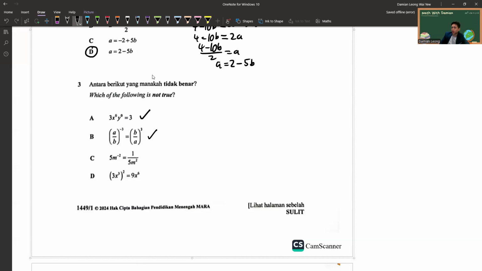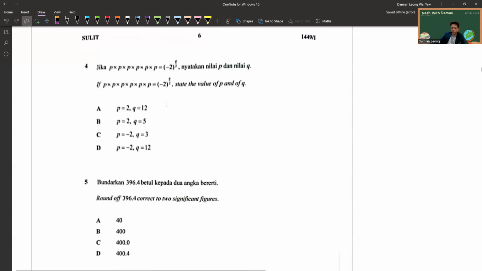This one, 5m to the power negative 2, 1 over 5m square, is wrong, because this power negative is only on the m. By right, it should be 5 over m square, not 1 over 5m square. The 5 is not affected by the power negative. As for D, it is correct as well, because 3 squared becomes 9, and x cubed squared, power on top of power, multiplied together, 3 times 2, 6. That's why power 6. So the one that is not true would be C. That's question 3.